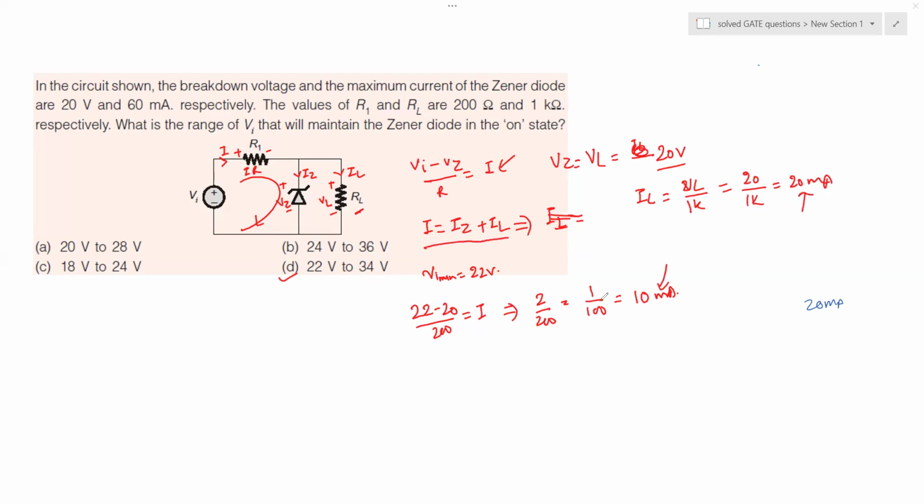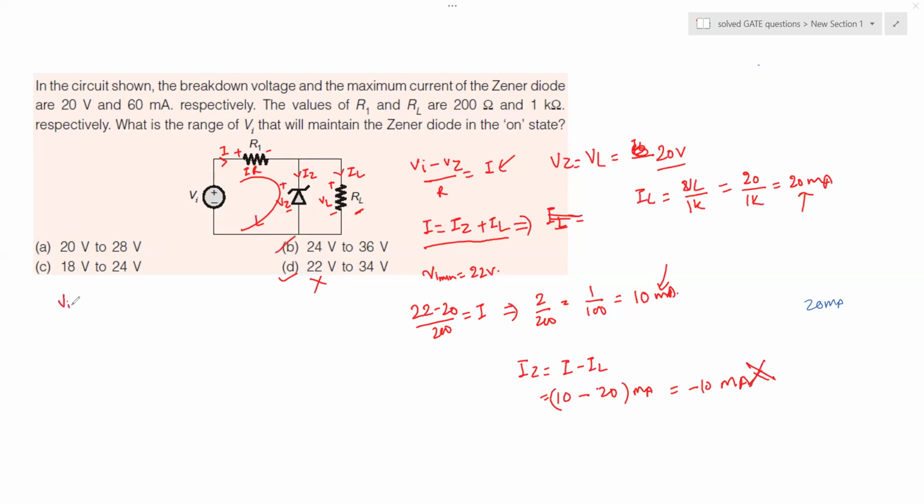And from this equation, how can IZ be obtained? I minus IL. So it would be 10 milliamp minus 20 milliampere, right? So it comes out to be minus 10 milliamp, which is not true. There is a negative current. So this option is also ruled out from the first possibility itself. So what we'll do now, we'll explore option B.